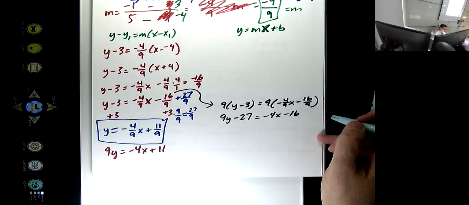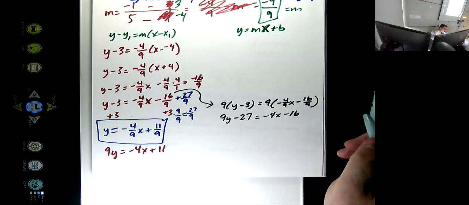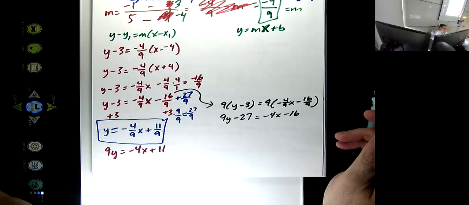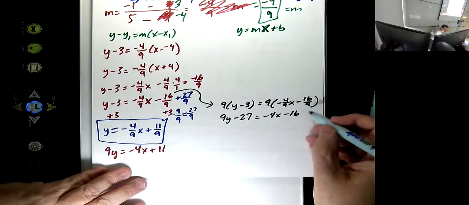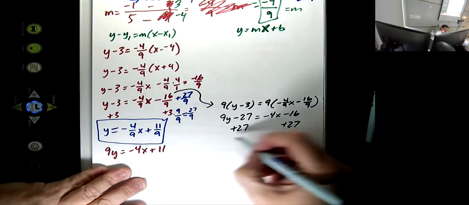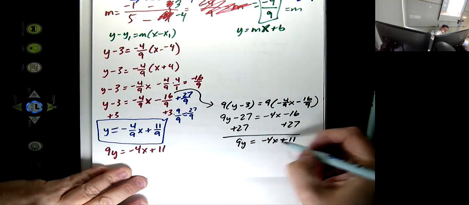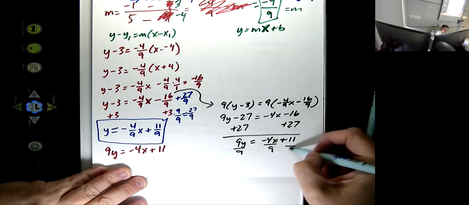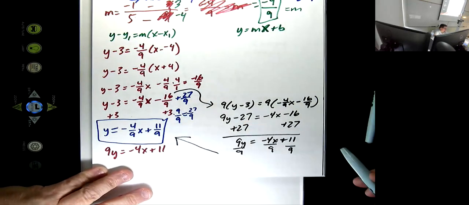You didn't do the times of 3, did you? No. When I multiplied each side by 9, I multiplied 9 times 16 and I got 144, instead of just clearing the 9. So then we add 27 to both sides and get 9y equals -4x plus 11. Now we divide by 9, and we get that, and we avoided having to do this fraction addition.